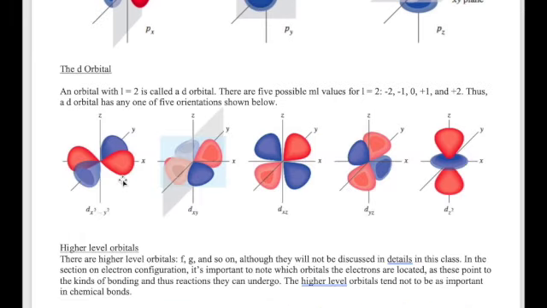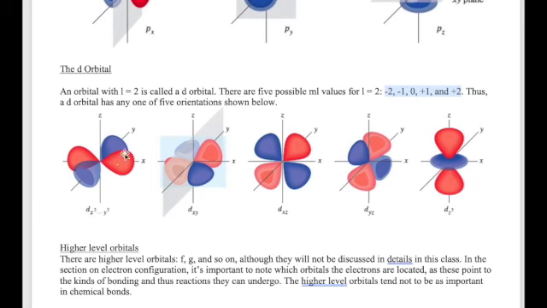The d orbital is the next level. In this case, your L value is equal to 2. And of course, if your L value is 2, then your m sub L value is going to be -2, -1, 0, 1, and 2, which means that there are 5 different d orbitals that are possible. So the 5 different d orbitals are shown here, and they all have 4 lobes with the exception of that last one, and that shape is called a torus shape in math.